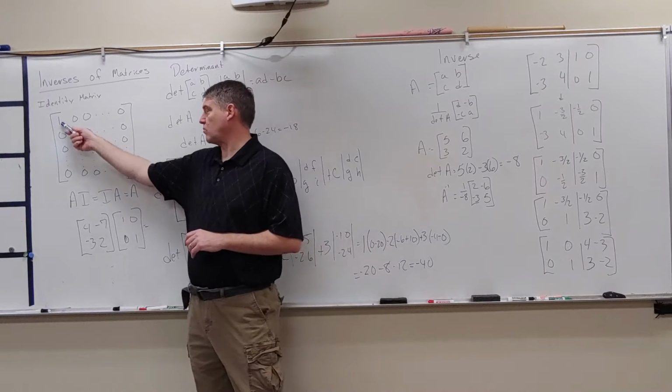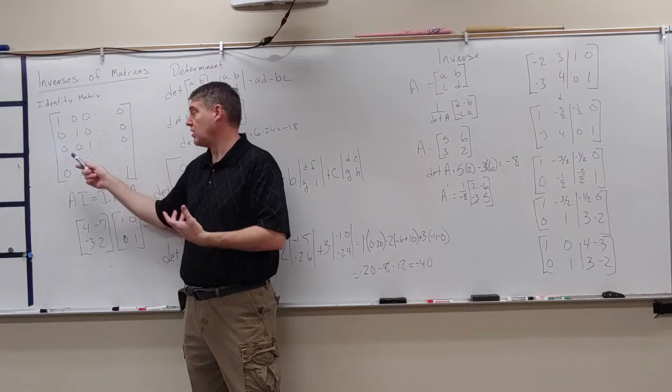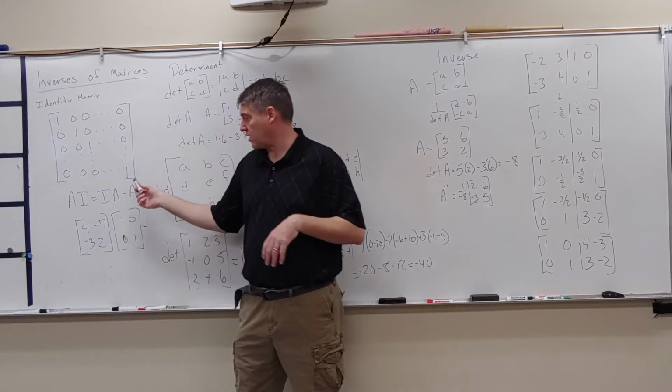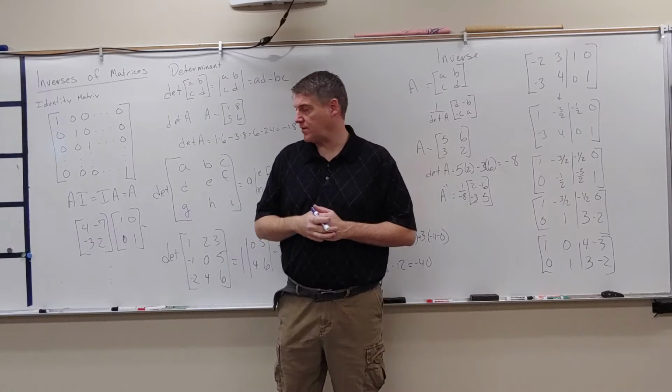Okay, so our example here is 1, 0, 0, 0, out to infinity, 0, 1, 0, 0, 0, 0, 0, 1, 0, 0, 0. And the bottom right corner is going to be a 1, and we want ones all down there.